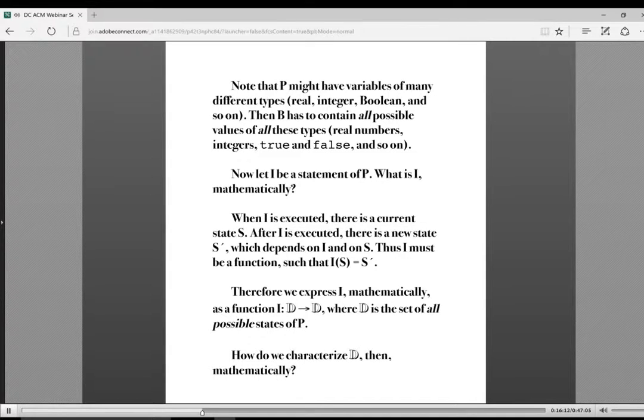Now, let I be a statement of P. What is I mathematically? When I is executed, there is a current state S. After I is executed, there is a new state S prime, which depends on I and on S. Thus, I must be a function such that I of S equals S prime. Therefore, we express I mathematically as a function from D to D, where D is the set of all possible states of P.